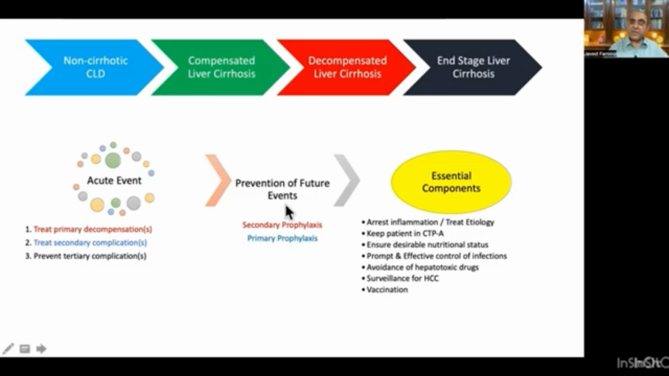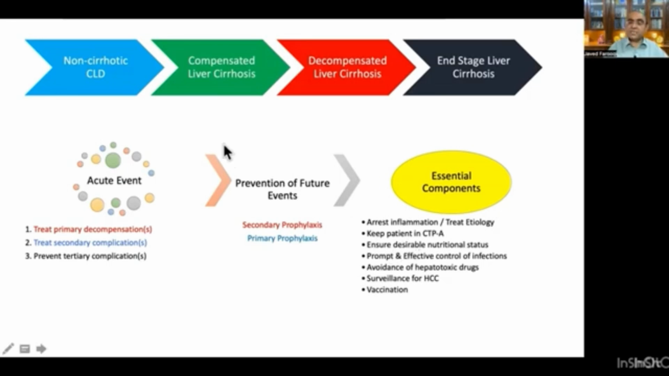This is very, very important and an integral component of the treatment of patients in decompensated liver cirrhosis. And then, essential components: do not forget that all these patients who have been successfully treated for the acute event, and you ensure the prevention of future events, you ensure that these patients should have a resolution of inflammation and treat the etiology. If the patient has hepatitis B, hepatitis C, or alcohol, I already discussed this.